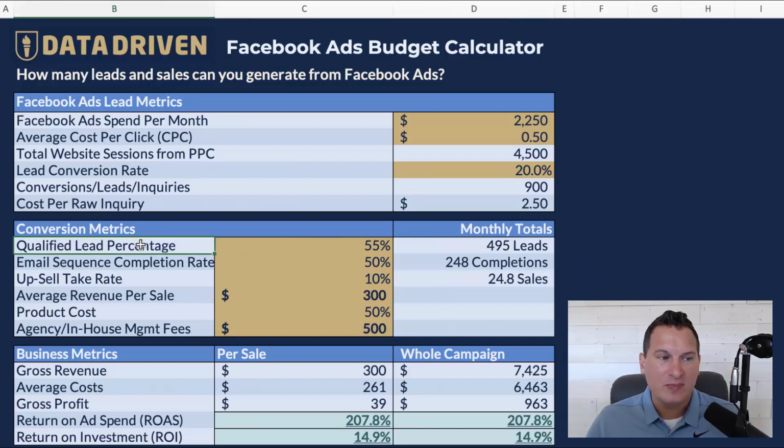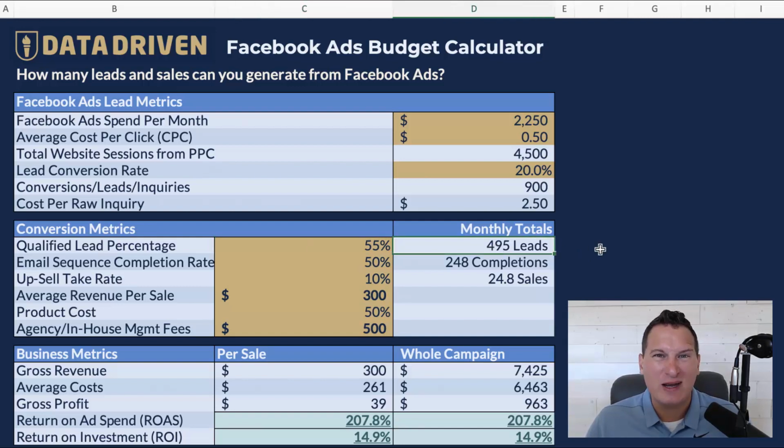So in this case, the qualified leads, so 900 people entered their email address, only 55% of those I'm saying are actually qualified. They're people whose email address didn't bounce. They're somebody who is ready to talk to us or listen to our email marketing campaigns. Whatever it is, there's a very low percentage of these people who are qualified. So that's 495.